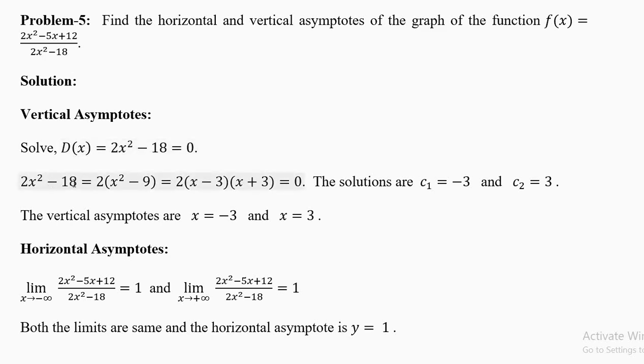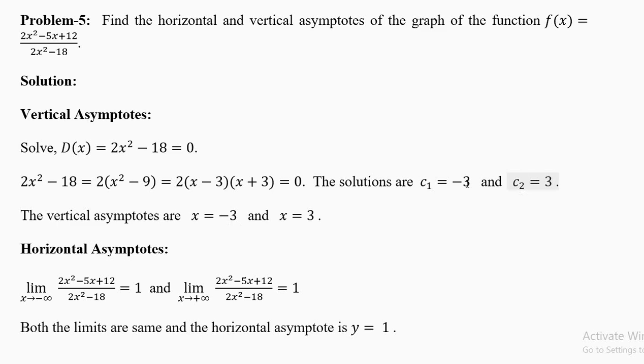Solve this. 2x squared minus 18 equal to 0. Take 2 out, 2 into x squared minus 9. Now use the two-term factorization. Put 9 in your calculator, the square root is 3. So x minus 3 into x plus 3. 2 into x minus 3 into x plus 3 equal to 0. The first solution is x equal to 3, c2 equal to 3. The second solution is x equal to minus 3, which is actually the first solution because this is smaller than this. c1 equal to minus 3, c2 equal to plus 3. The vertical asymptotes are x equal to minus 3 and x equal to 3.